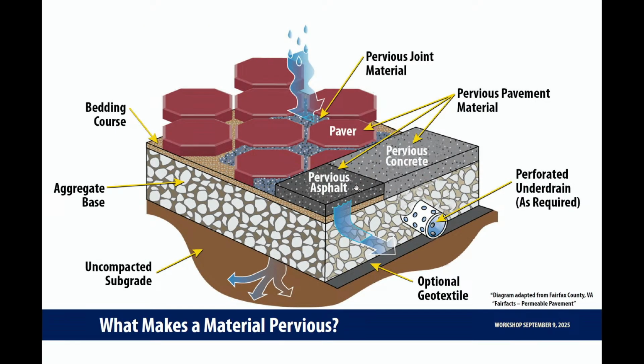This is a simple diagram showing what makes a material pervious. You can have pervious concrete, pervious asphalt, pervious pavers. They have a bedding course. They have an aggregate base of some depth. They may have an underdrain that may be required. They may have a geotextile that separates them from the subgrade that's uncompacted. So all the details for all the materials look something like this.